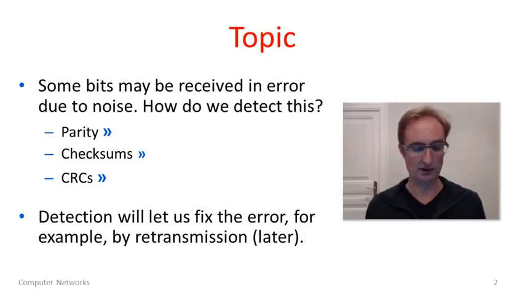And we will look at three schemes in particular: parity, really mostly for motivation, followed by checksums and CRCs, with the latter two being used fairly widely in practice. I'd point out also that detection by itself won't fix errors, but it will allow us to fix errors by combining detection with a mechanism such as retransmission, and we'll look at retransmission later.